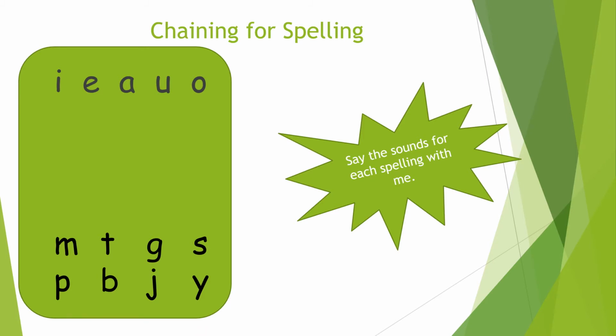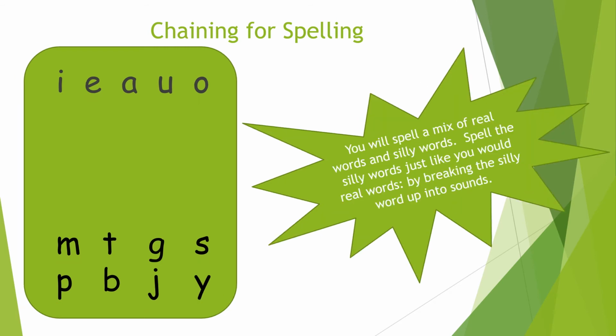Now let's do some chaining for spelling. Here you see letters. Say the sounds for each spelling with me. These are our short vowel sounds we'll do first. I, E, A. Now let's look at our consonant letters. Say the sounds with me. T, G, S, B, J, Y.